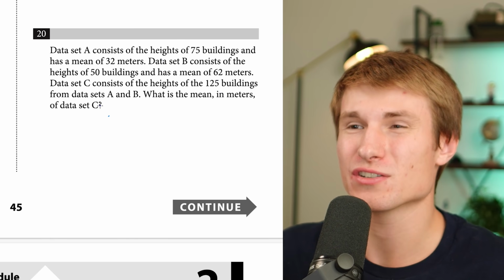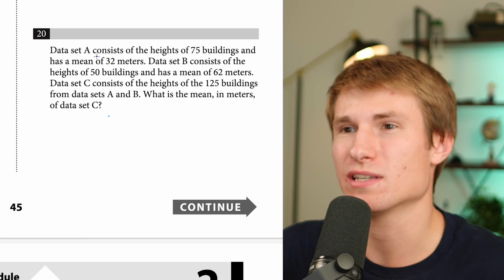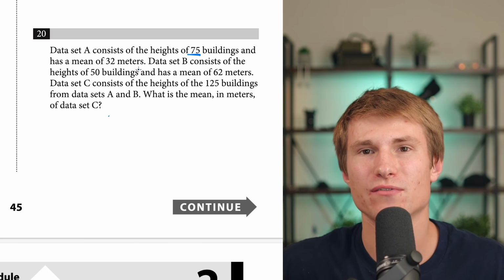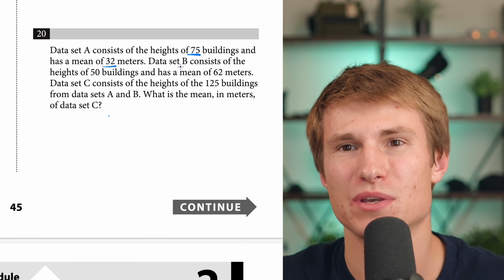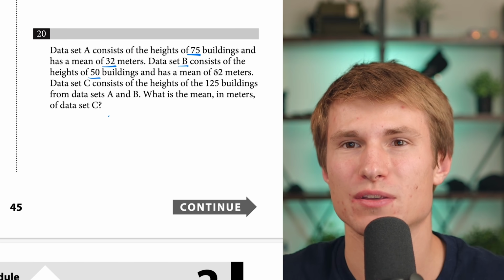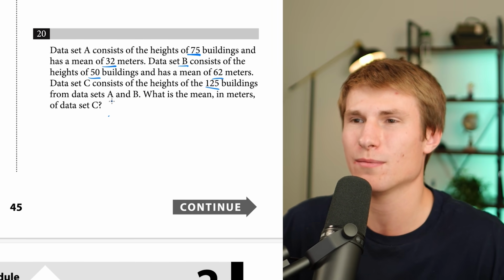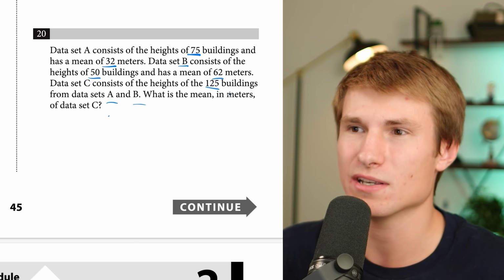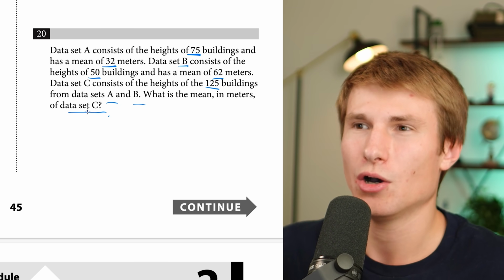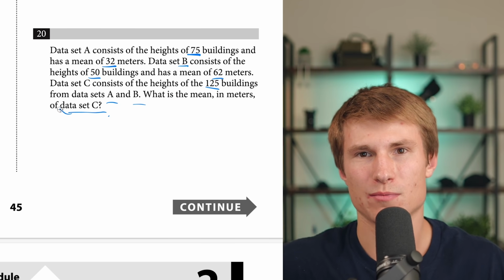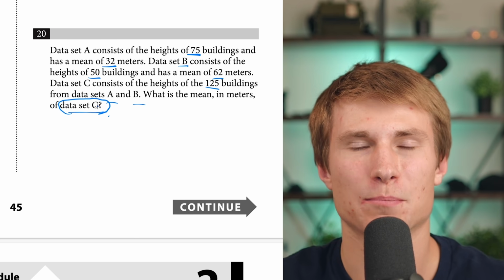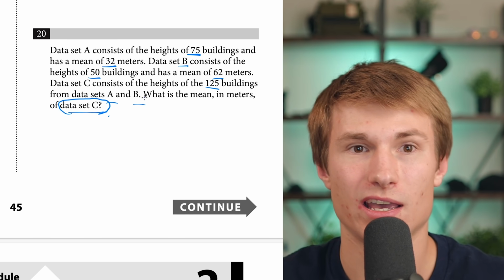Here's how to efficiently solve this SAT math question. Question 20 states dataset A consists of the height of 75 buildings and has a mean of 32 meters. Dataset B consists of a height of 50 buildings and has a mean of 62 meters. Dataset C consists of the heights of 125 buildings from datasets A and B. What is the mean in meters of dataset C? Okay, so ultimately for this question, we need to calculate the mean of dataset C. Well, we know that that is a composite of the dataset A and B together.